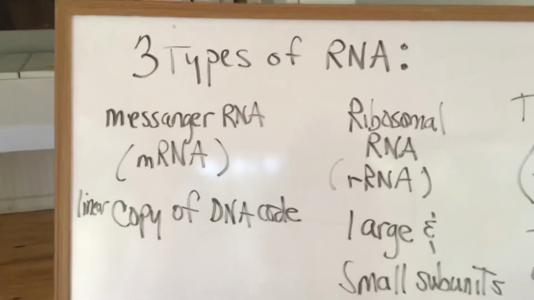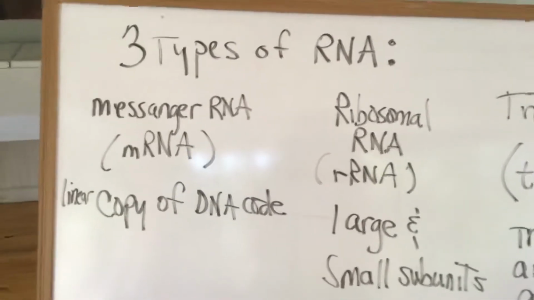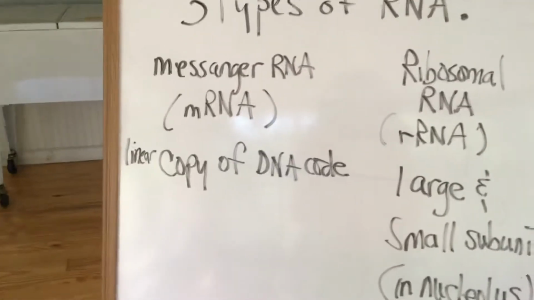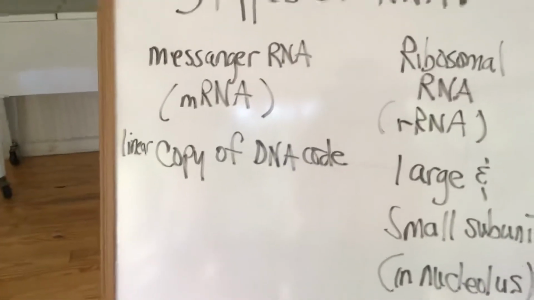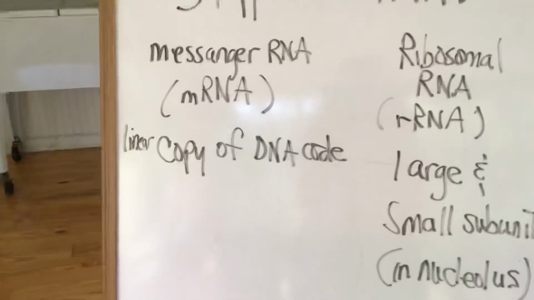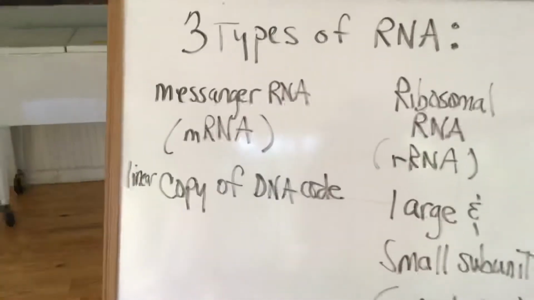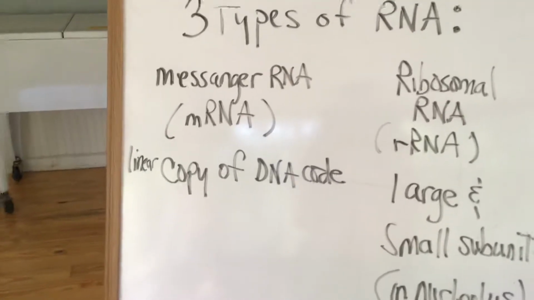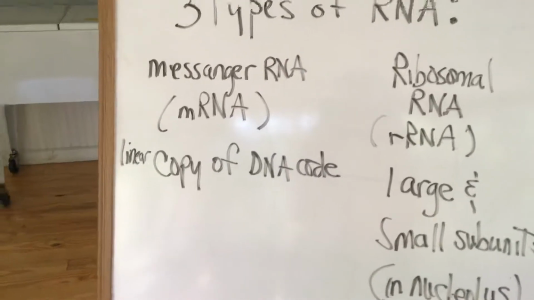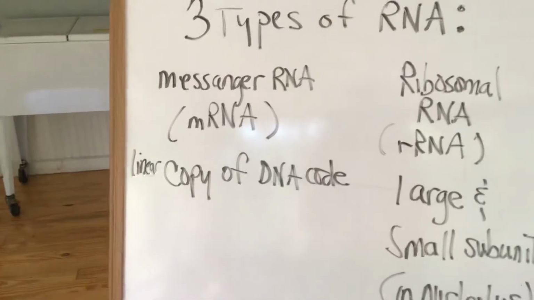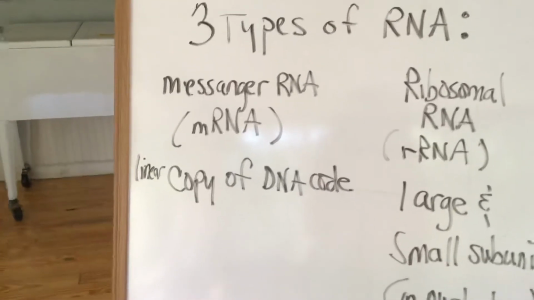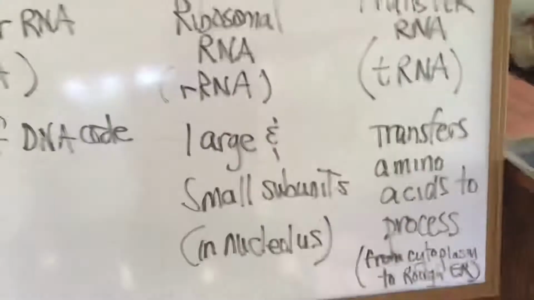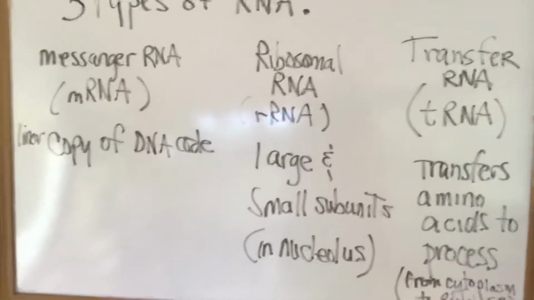There are three types of RNA that are going to be used in the protein synthesis process. There is messenger RNA, otherwise known as mRNA, and this is basically a linear copy of the DNA code. And it includes start sequences and stop sequences for the code. And remember that one code or one piece of this would represent one gene, therefore one protein that is being copied.